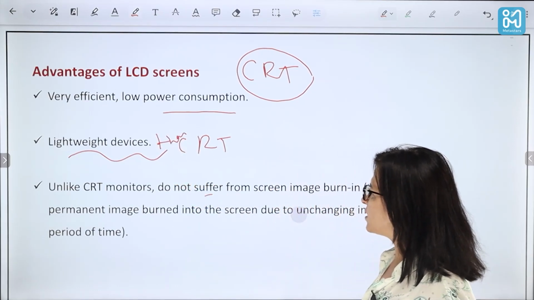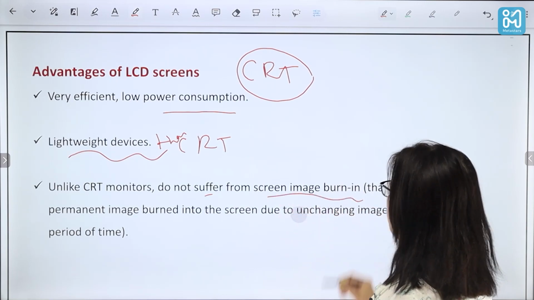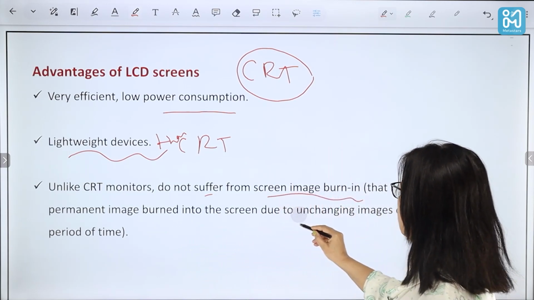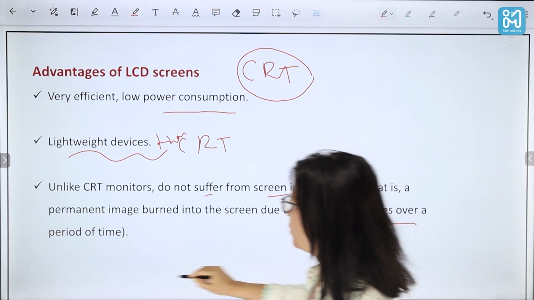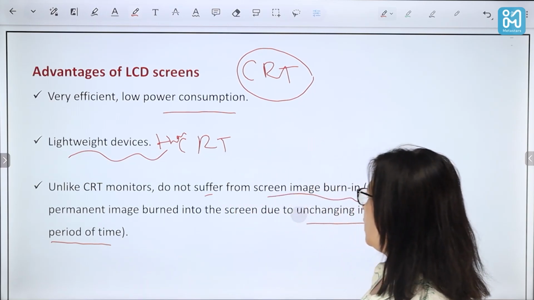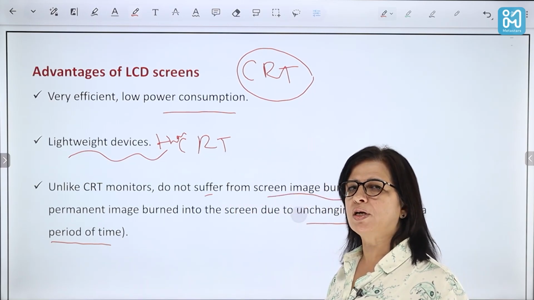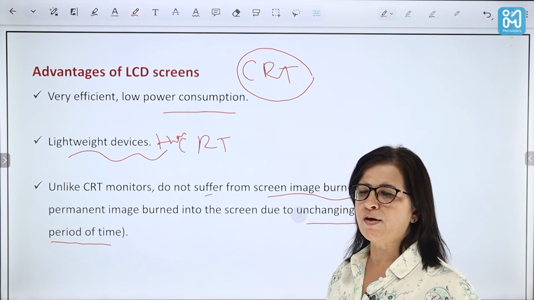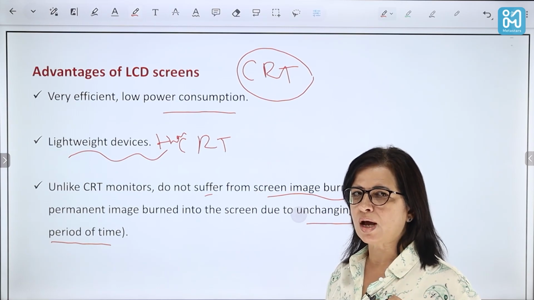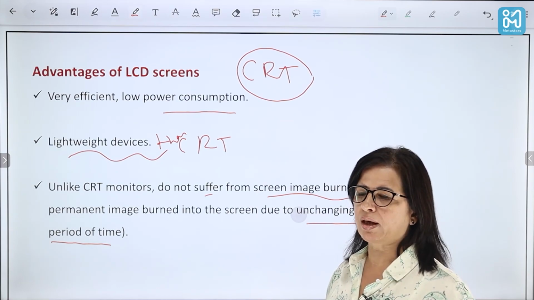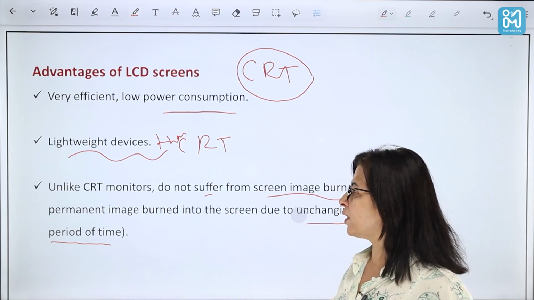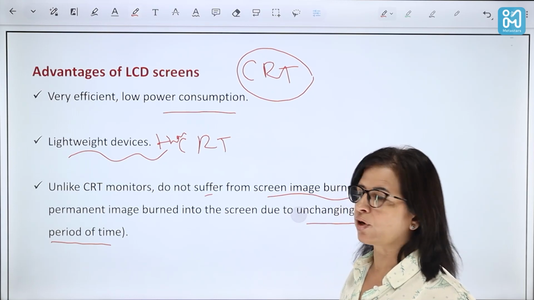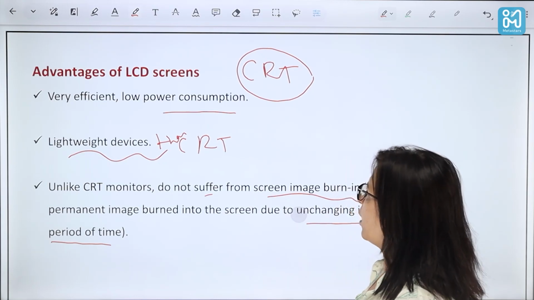Unlike CRT monitors, LCDs do not suffer from screen image burn-in. That is a permanent image burned into the screen due to unchanging images over a period of time. Which means if you fix the image, for example, you are watching a film and you make a pause. If this image continues for a long time, it causes damage to the screen, the CRT type. But for the LCD, there is no problem, even if you pause the image for a long period of time.